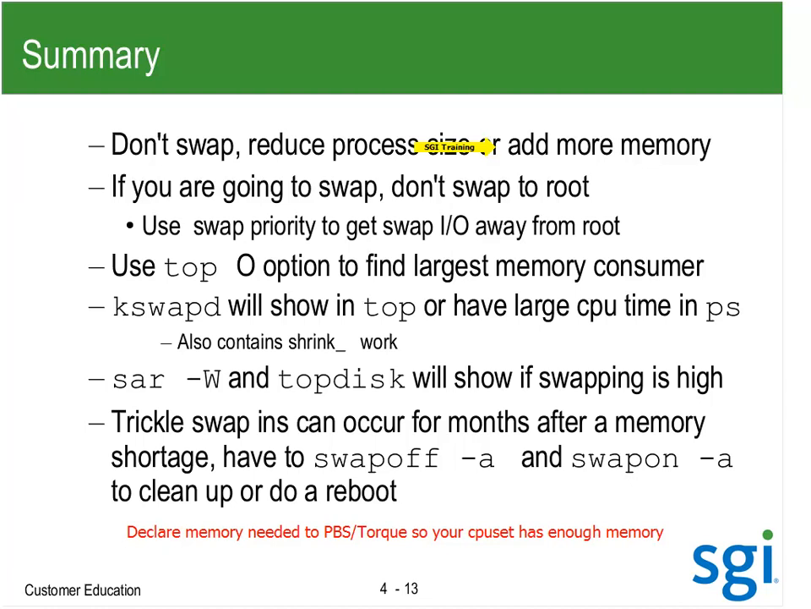kswapd will show up in swap or have large CPU time. And you might also see shrink underscore type of routines in WCHAN, for example. sar -W or top disk will show up if the swap I/O is high. And again, you could have a trickle swap that can occur for months after a memory shortage. And what I was trying to do was a swapoff and a swapon to clean up after a reboot.